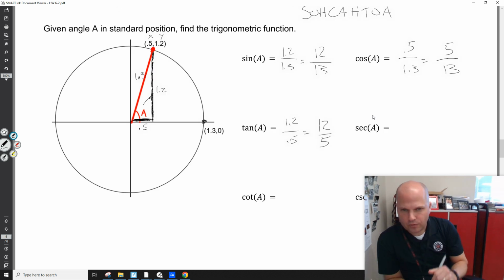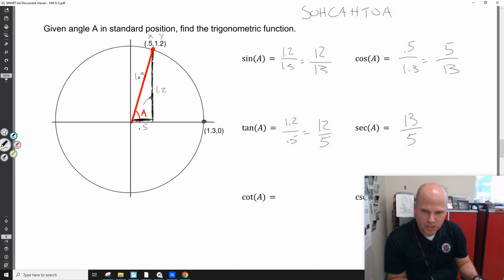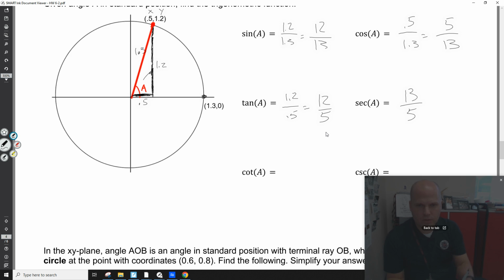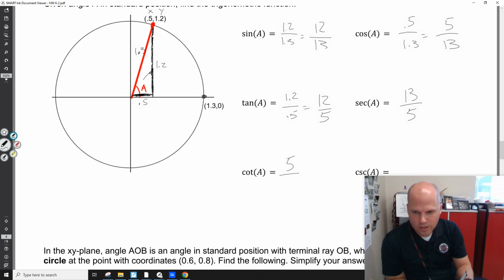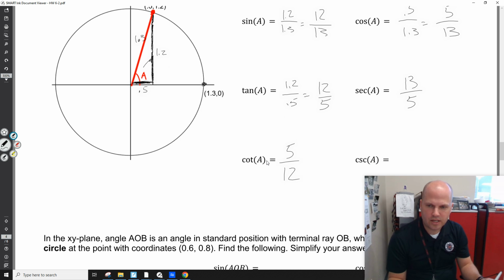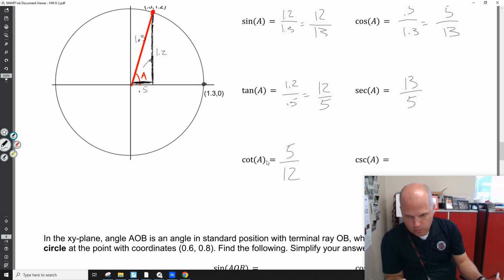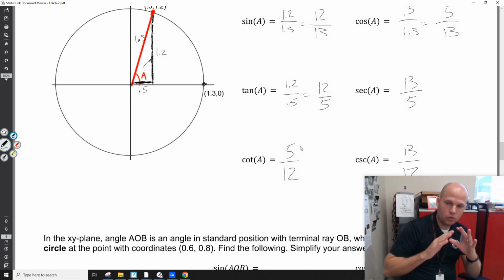Secant is the reciprocal of cosine. I already found cosine, so just flip it, or it's hypotenuse over adjacent. Cotangent, reciprocal of tangent, so adjacent over opposite. Cosecant is the reciprocal function of sine. Flip the letters, flip the reciprocals. So cosecant is not the reciprocal of cosine. Cosecant is the reciprocal of sine. And cosecant of A would be hypotenuse over opposite. So sine flipped. Cool. Good start.